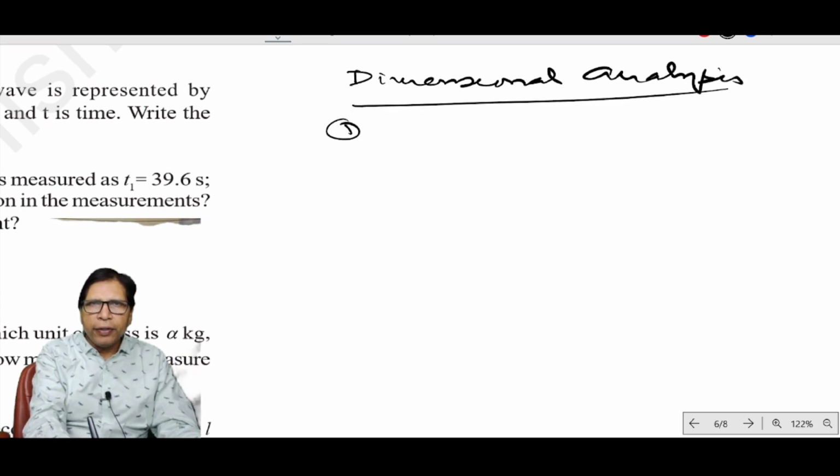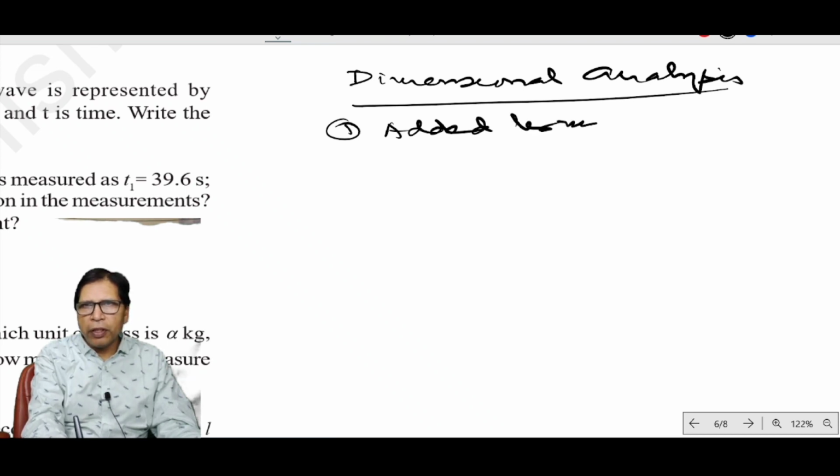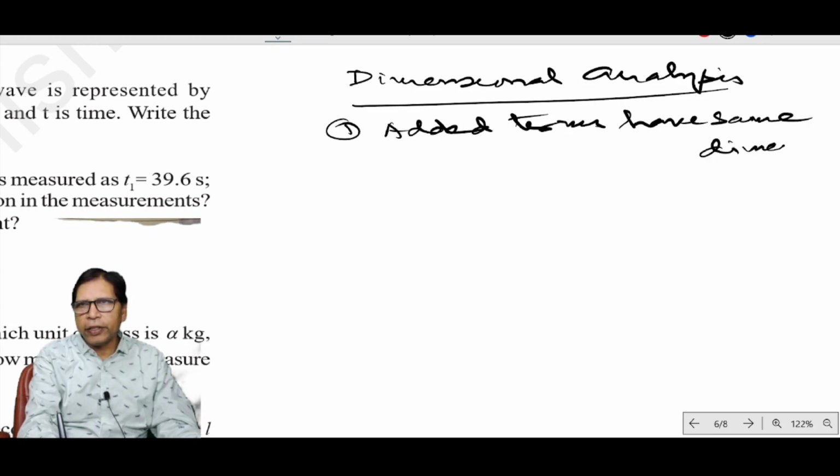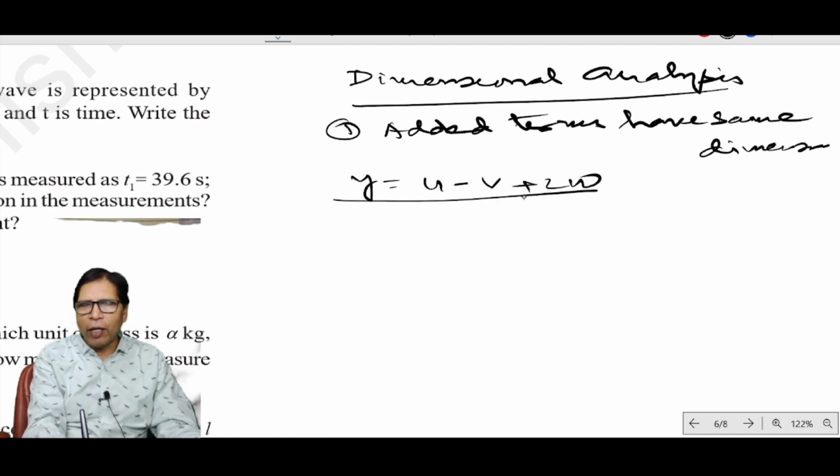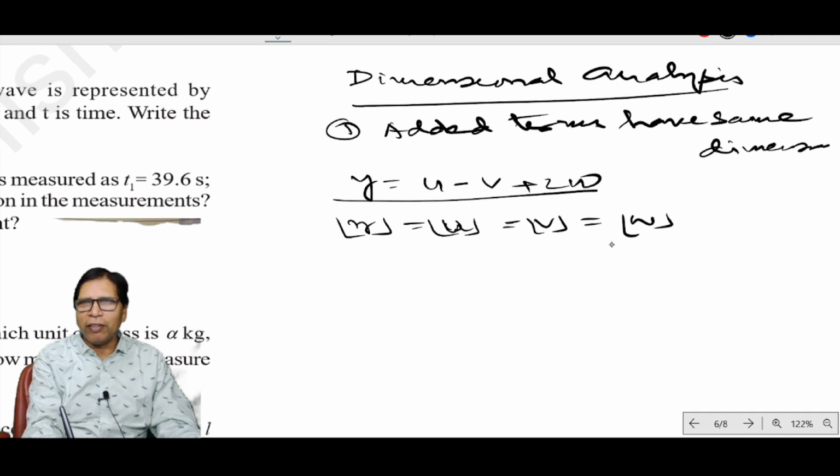Next, dimensional analysis. Number one, added terms have the same dimension. Now, if y equal to u minus v plus 2w, these are added terms. So the dimension of y is equal to the dimension of u, is equal to the dimension of v, is equal to the dimension of w.